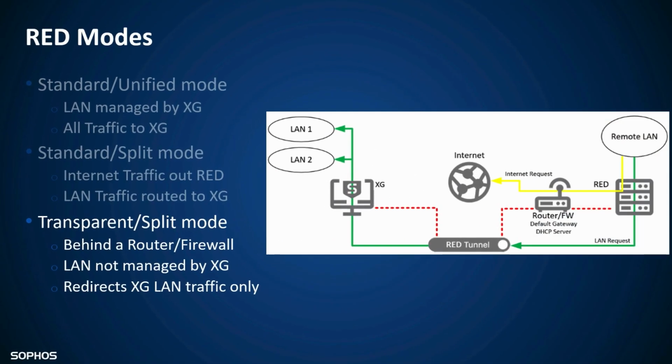And the last mode is transparent split mode. So this is where you're putting a RED device behind an existing router or firewall. This will be transparent to the network, as in it will only act on the traffic that is destined for the LAN networks at the XG firewall. All other traffic will just be passed through untouched by the RED device.